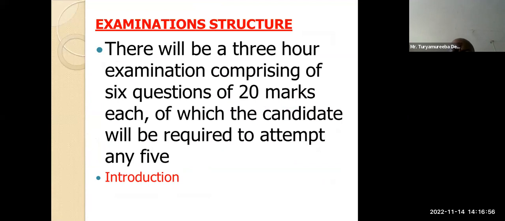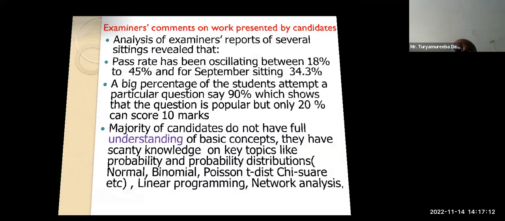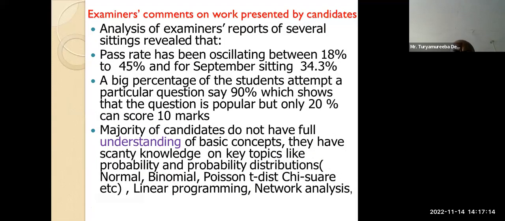The examination structure: there will be a 3-hour examination comprising 6 questions of 20 marks each, of which a candidate will be required to attempt any 5. You have a choice to drop one hard question and you continue to get your 100%.